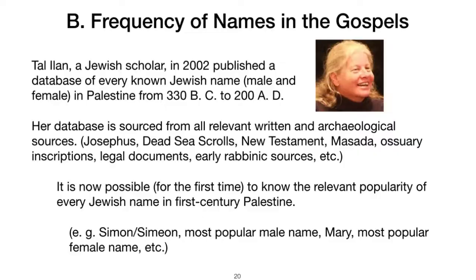And the same is true with female names. We know the most popular, the second most popular, the third most popular, that sort of thing. So we know now, for example, that Simon or Simeon was the most popular male name in first century Palestine. And we know that Mary was the most popular female name.